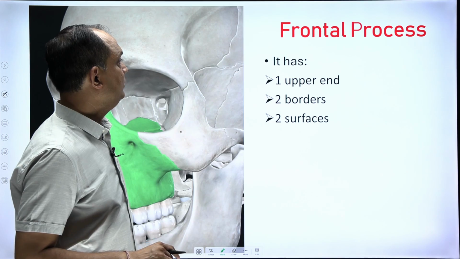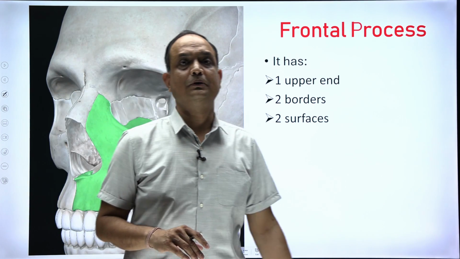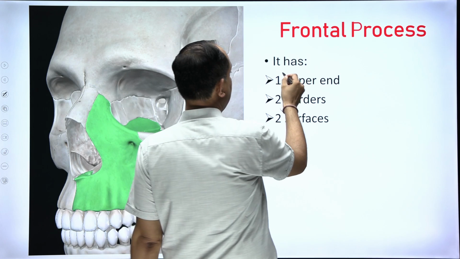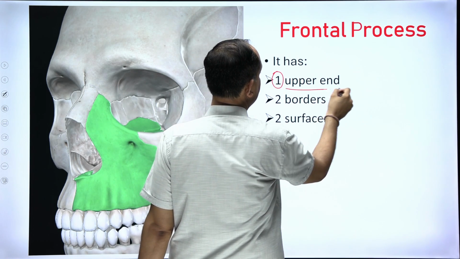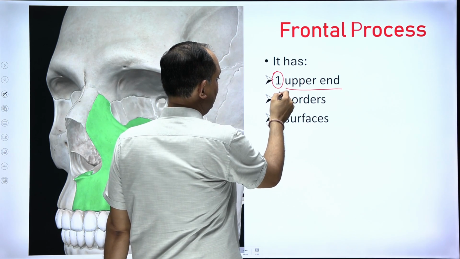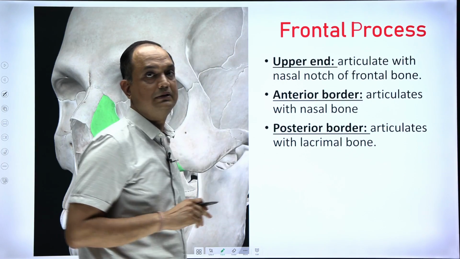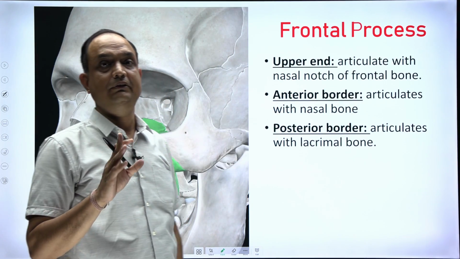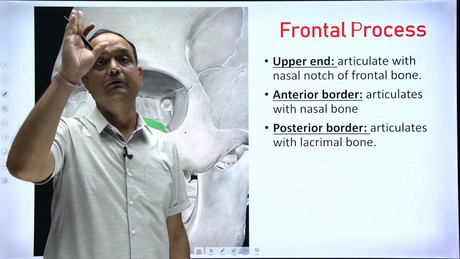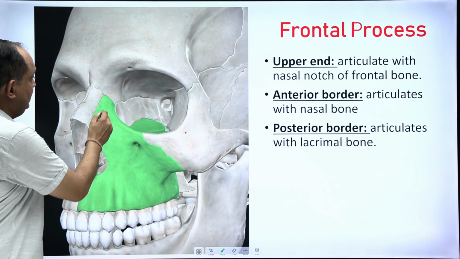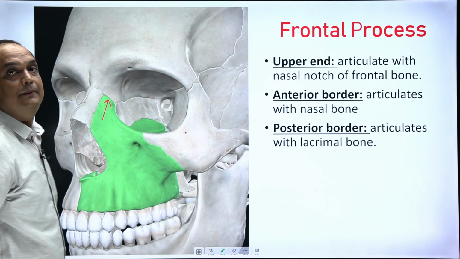Clear? Now we'll move to the next process, the frontal process. Now this frontal process has only one end which projects upward, and it has 2 borders and 2 surfaces. So let's first see the end. It has only one end which projects upward towards the frontal bone, and that's why it is known as the frontal process of the maxilla.